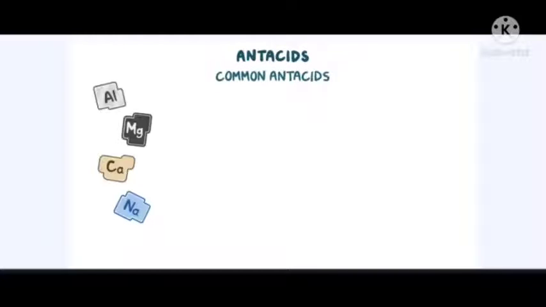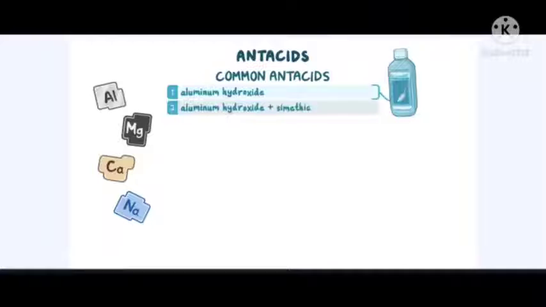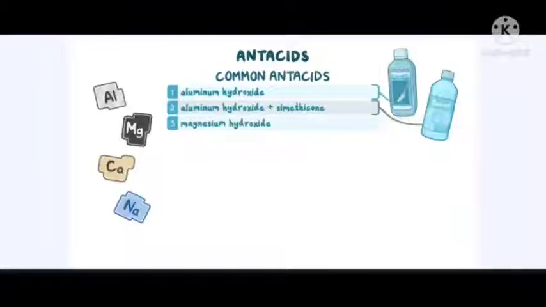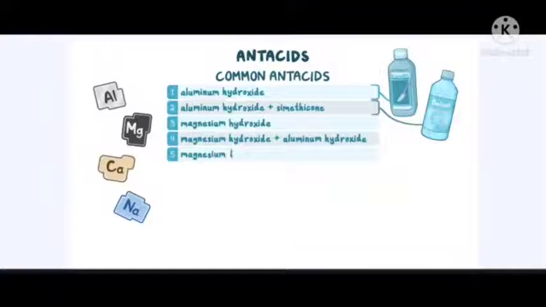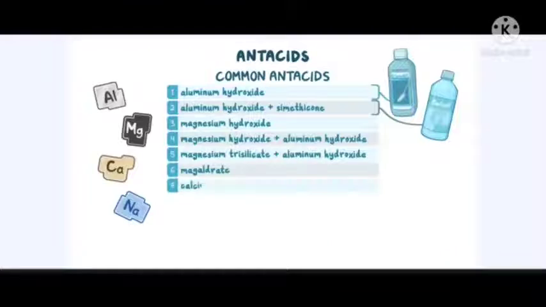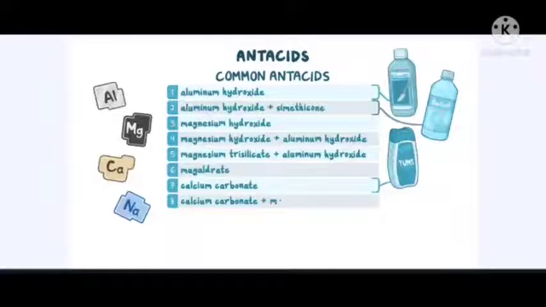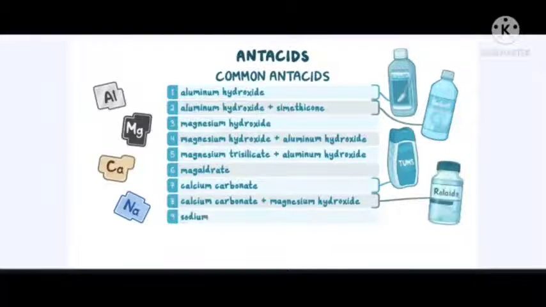Common antacid medications include aluminum hydroxide and simethicone, magnesium hydroxide and aluminum hydroxide, magnesium trisilicate and aluminum hydroxide, magaldrate, calcium carbonate with magnesium hydroxide, and sodium bicarbonate.